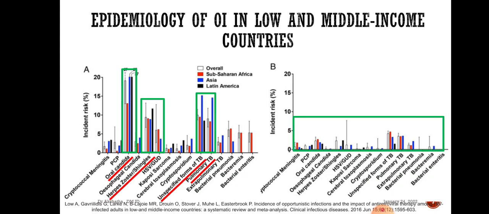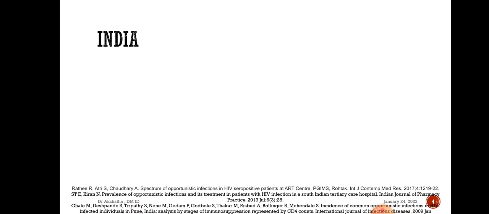In the patients who are started on ART, the overall opportunistic infection burden is reduced. But still, among them the most common one is tuberculosis, which could be disseminated, and most commonly it is extrapulmonary TB followed by pulmonary TB.